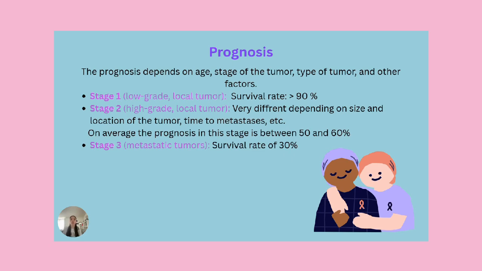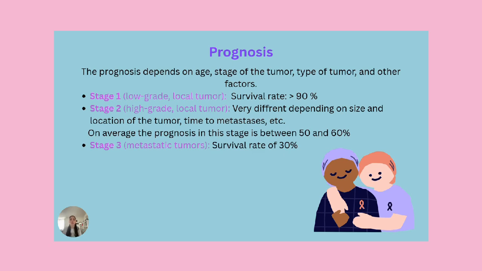And then for a stage 2 tumor, which is a high grade tumor, so a fast growing tumor, and it's still local, so it hasn't spread anywhere, that's very different depending on the size and location of the tumor, and also other factors. But on average, the prognosis for this stage is between 50 and 60%. But again, it depends a lot on your age, the location, and stuff like that.